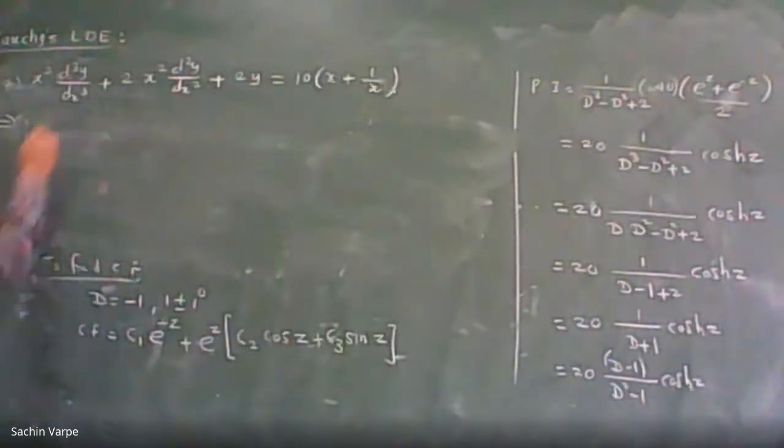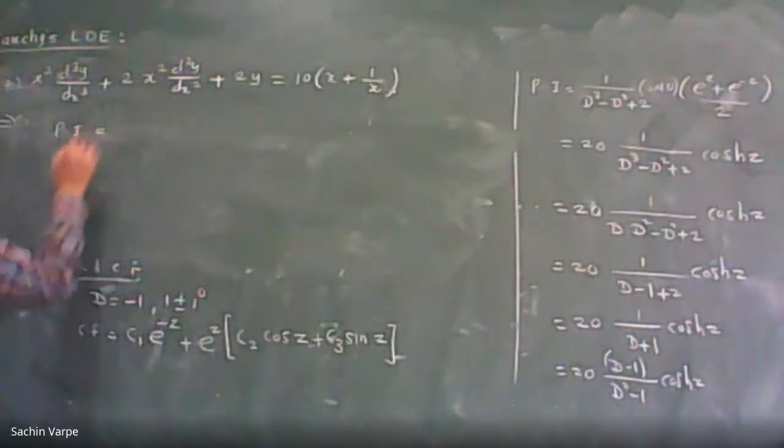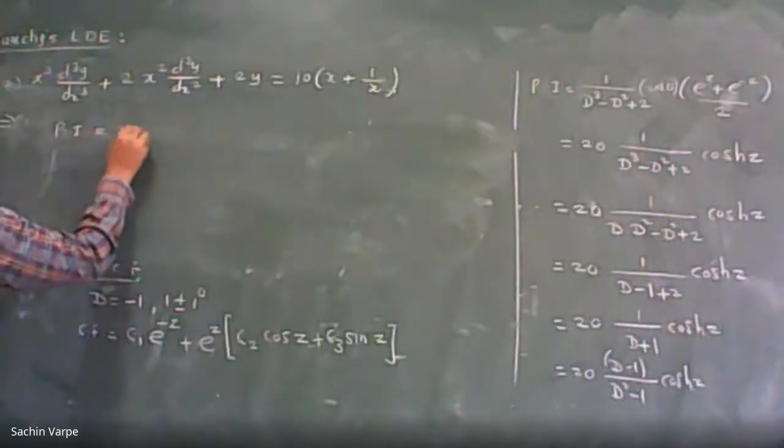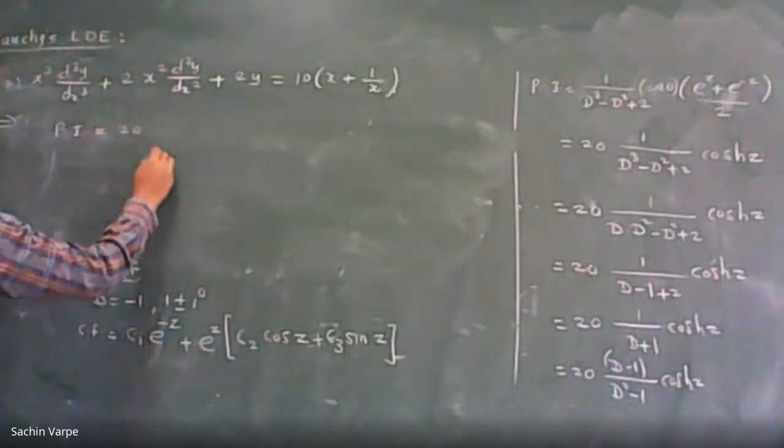So PI is equal to, what will it be? 20 into, what is the independent variable? Actually, Z. D minus 1 I have to write outside. Then 1 upon D squared minus 1 hyperbolic cos z. And now, since this is the case of failure, I have to write it for z into 1 upon the derivative of this, that is 2D into hyperbolic cos z. Please check.